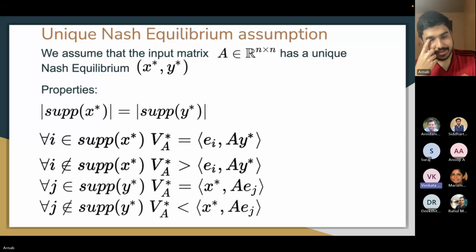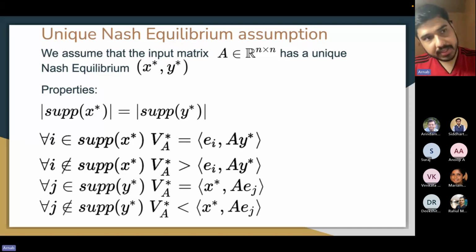Okay. So one question from my side. You're saying the first line says that for all i, the Nash equilibrium value is equal to the dot product of e_i and A y star. So doesn't that already mean that there are multiple Nash equilibria here? Because all y which are in this support satisfy that, each of them can be a candidate for x star, right?